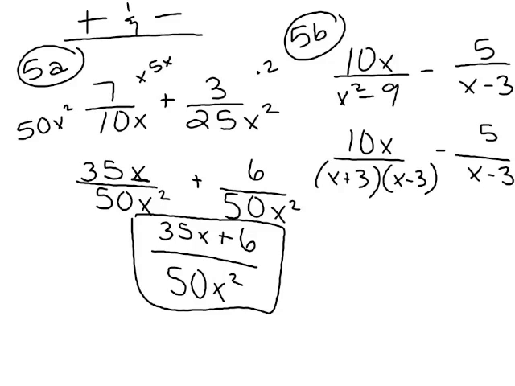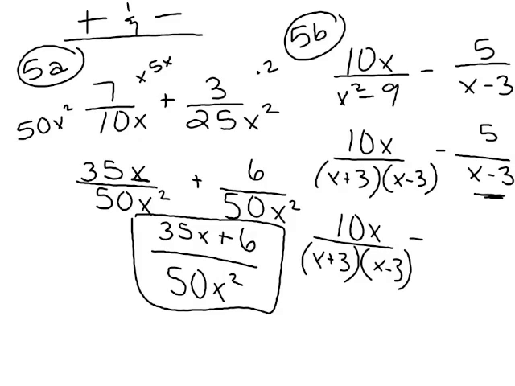So what am I missing to have a common denominator? Okay, I'm missing the x plus 3. So that means I need to times the second term by x plus 3 on both the top and the bottom. So I'll have 10x over x plus 3, x minus 3, subtract 5 times x plus 3 on top, and then x plus 3, x minus 3 on the bottom. So now my denominators are the same.